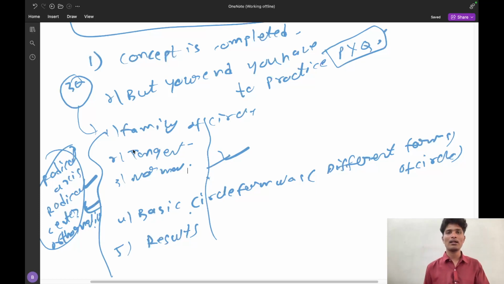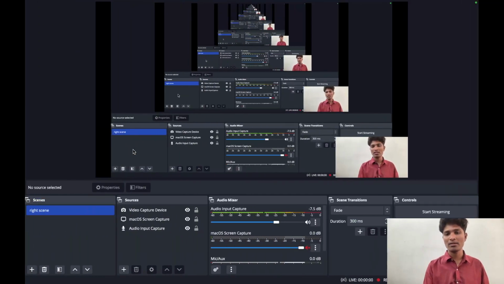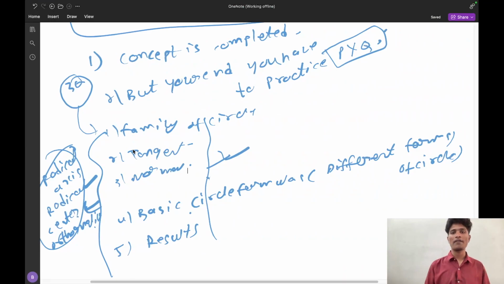So that's it, guys. I have completed the entire concept. After this you have to practice the PYQs only. I have explained what PYQs you have to practice. First, the order should be like this. First you have to practice some basic circle formulas questions, and later you can practice the family of circles, tangent, normal, and results. Some important results are there, you can practice.